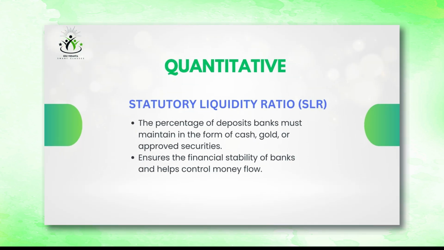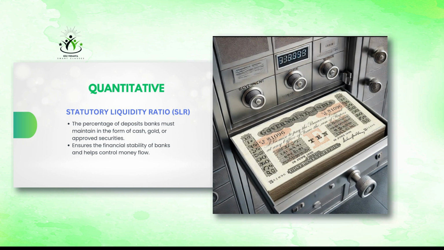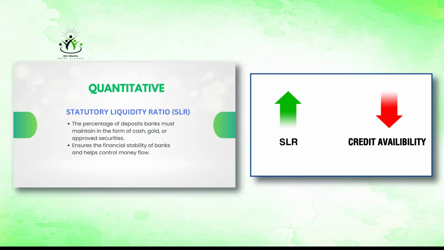Similar to CRR is the statutory liquidity ratio. Banks must maintain a portion of their deposits in the form of cash, gold, or government-approved securities. This ensures the financial stability of banks while regulating liquidity. When SLR increases, the credit availability decreases.